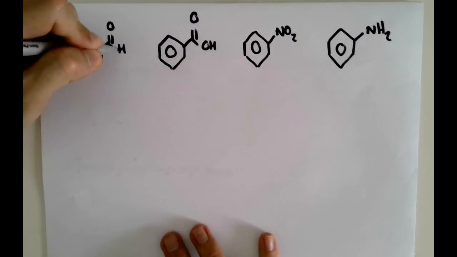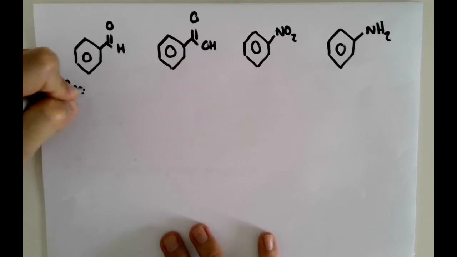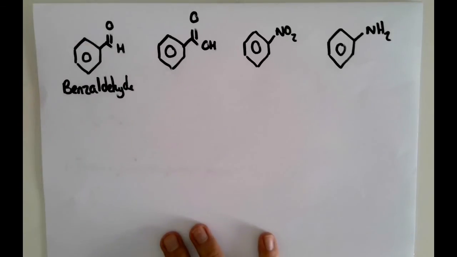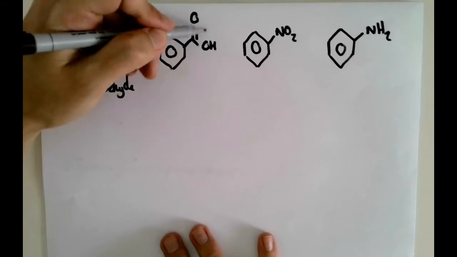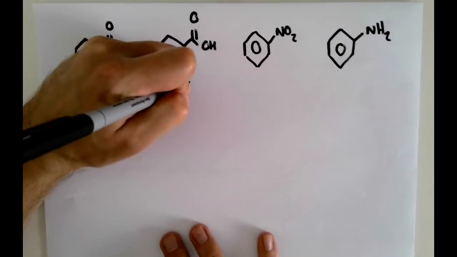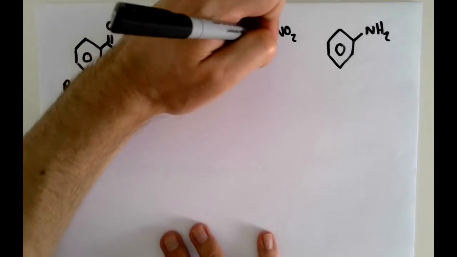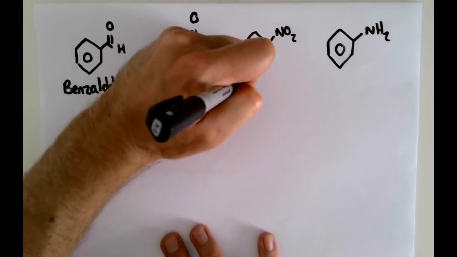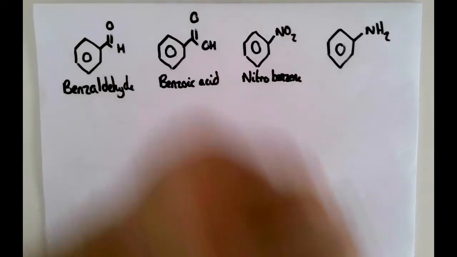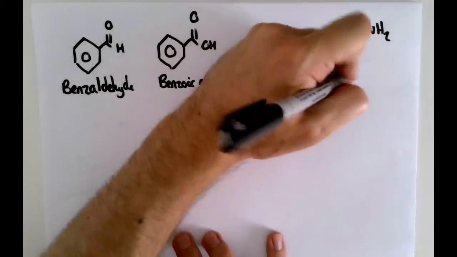Well, this is an aldehyde, so it's a benzene with an aldehyde directly attached to it, so it's called benzaldehyde. This one is a benzene ring with a carboxylic acid directly attached to it, so it's called benzoic acid. This one is a benzene ring with a nitro group attached to it, so it's called nitrobenzene. And the final one here is slightly differently named, so this one is called phenylamine.